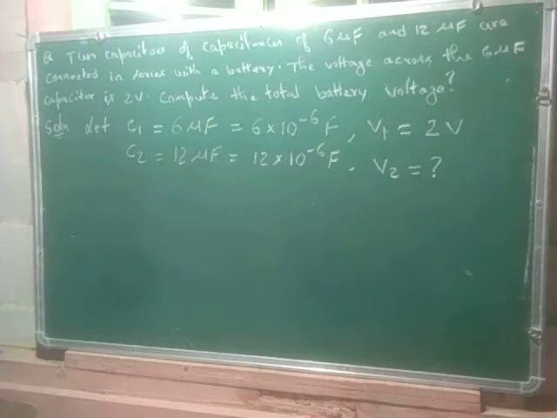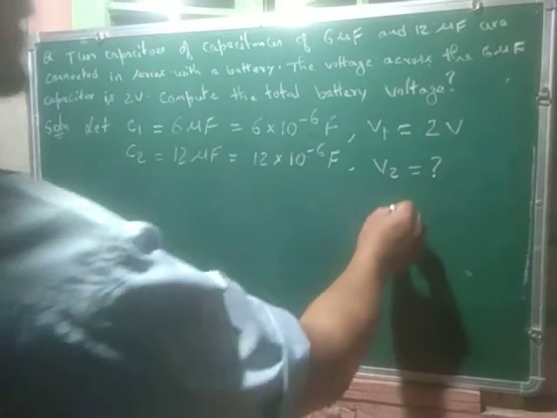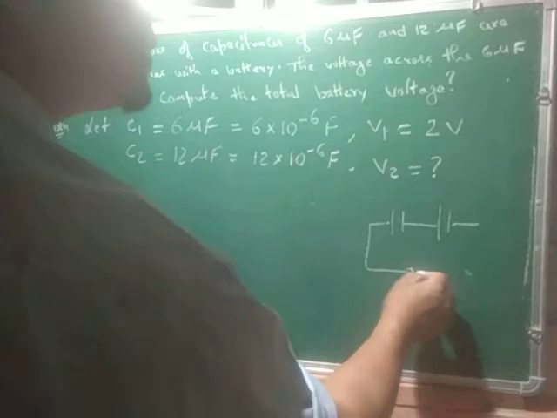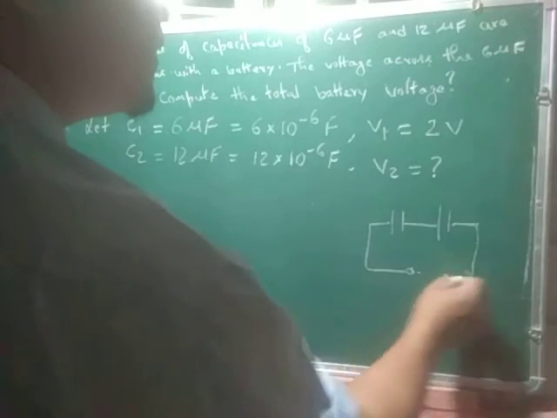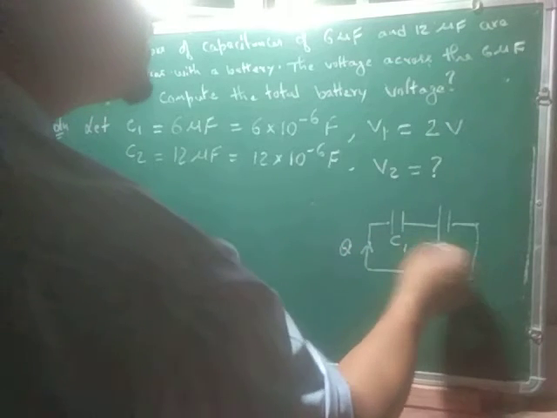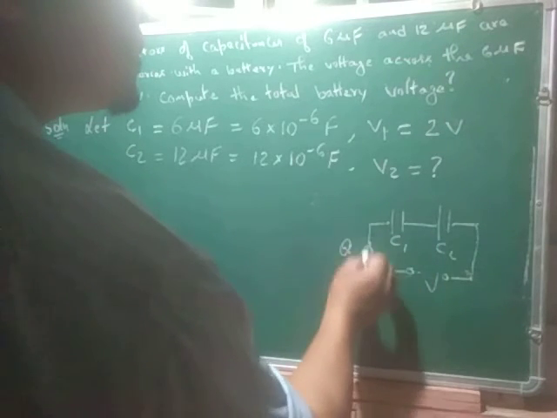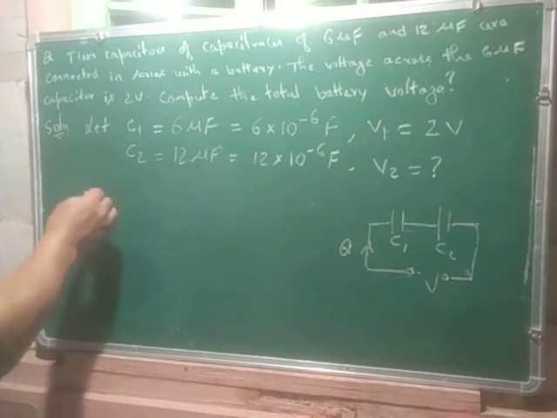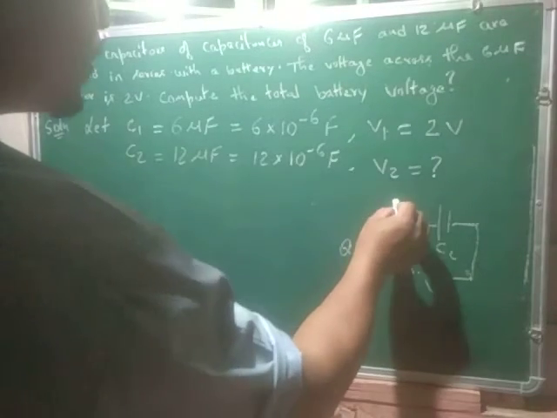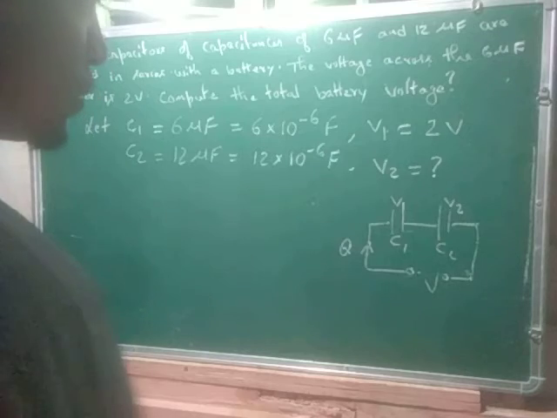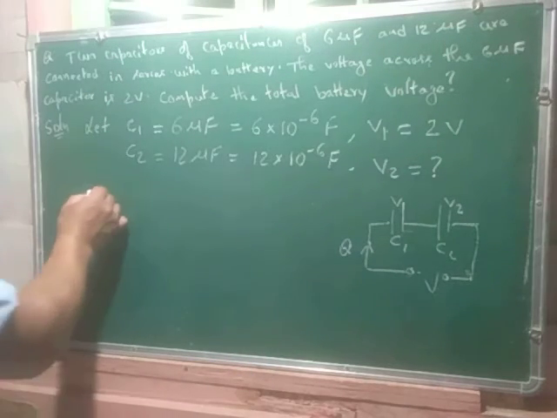Because these two capacitors C1 and C2 are connected in series, what happens to the charge? The charge that is passing through C1 and C2 is the same. This is the charge Q which is given by the source. So the same charge Q will be flowing through C1 and C2. If this is C1, the potential difference across it is V1, and across the other it is V2.